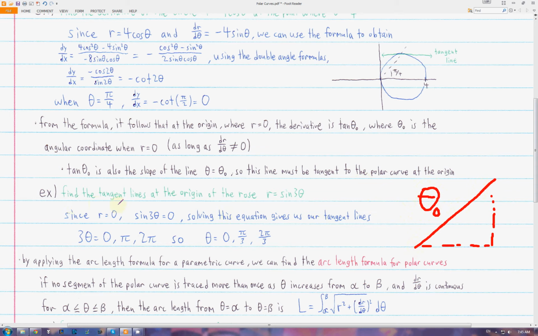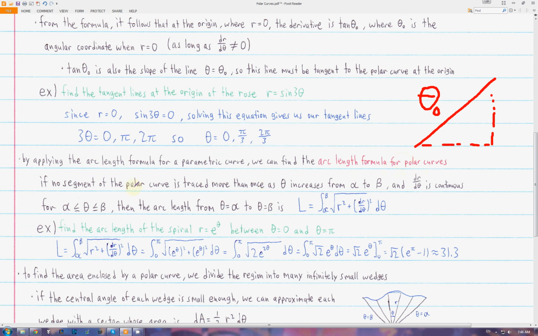So say we want to find the tangent lines at the origin of the rose r equals sine of 3 theta. So all we have to do is find what theta equals when r is equal to 0. So sine is 0 at 0, pi, and 2 pi. So we set those equal to 3 theta, and then just solve for theta. So our tangent lines that cross through the origin will be 0, pi thirds, and 2 pi thirds.